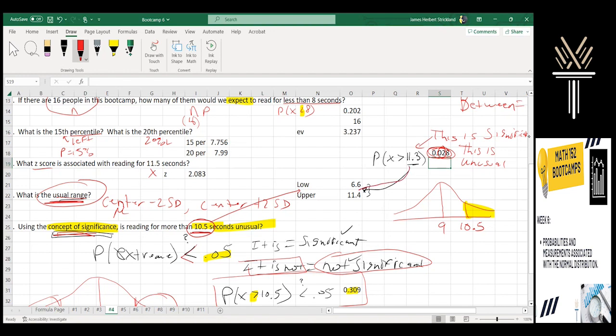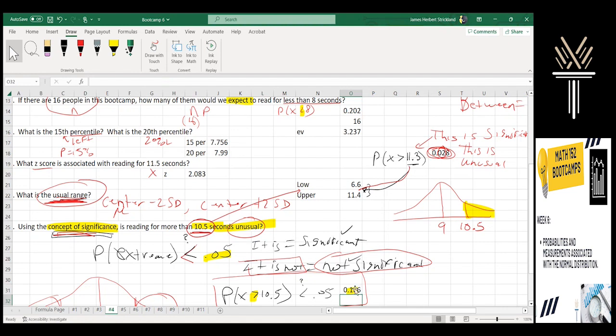11.3 does fit between those two calculations. So it is fine by the usual range definition of usual, unusual, but it is not fine by the significance definition. And I made the same silly mistake on this one too, so let's fix that to 1.2.